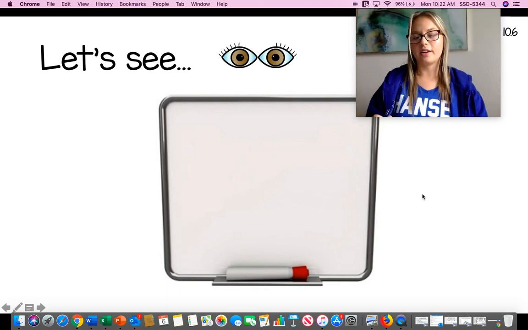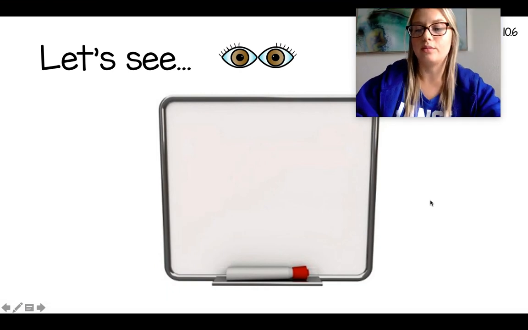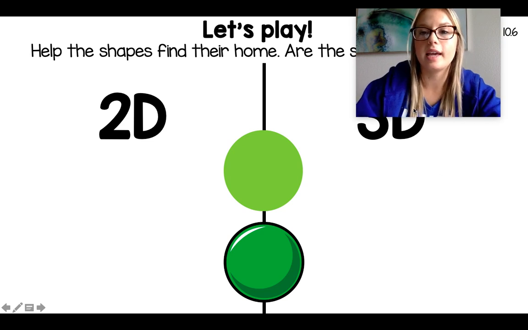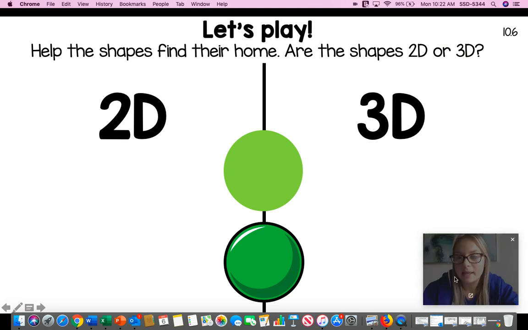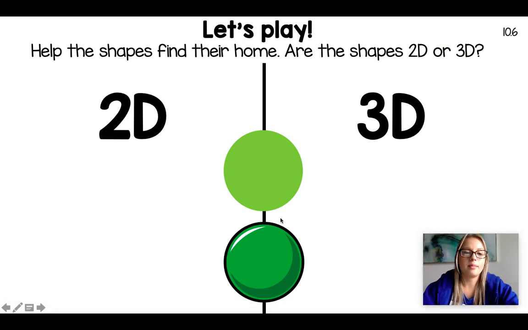Okay, very good. All right, we're going to move on, and we're going to play a game. I'm moving myself out of the way. Beep, beep, beep. Okay, this is how the game works. It says, let's play. Help the shapes find their home. Are the shapes 2D or 3D? Are they two-dimensional or are they three-dimensional?